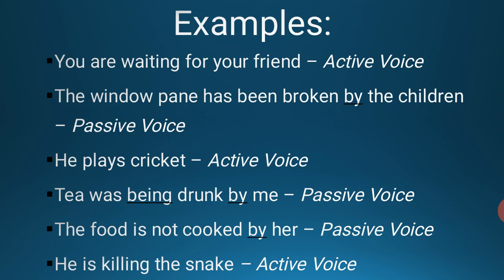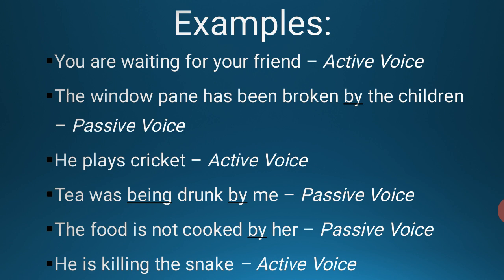So next we move to some examples I have given you. You are waiting for your friend. That is given in active voice. For the second sentence, you can see, the window pane has been broken by the children. Here you can notice the two words, been and by. So it is passive voice. The next sentence is, he plays cricket. The subject does the action only. Subject, action, object only is in the sentence, so that is active voice.